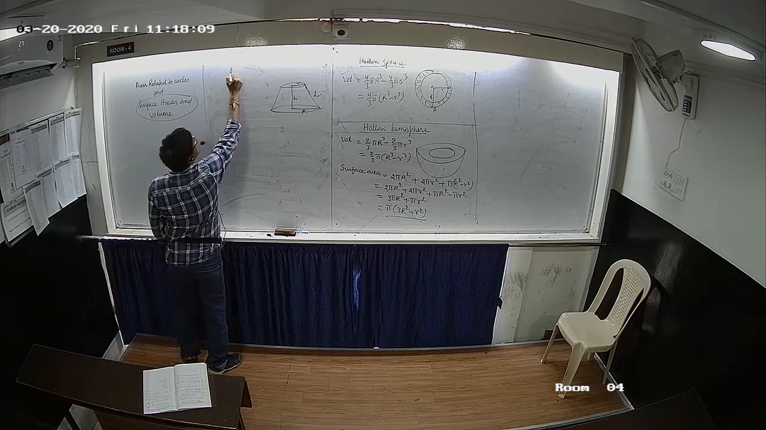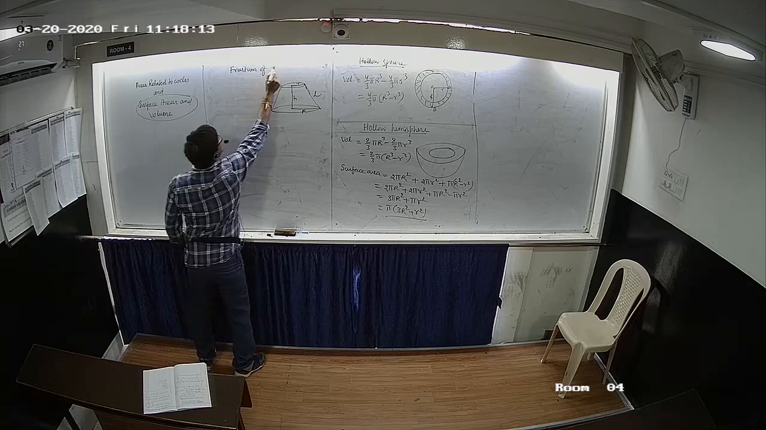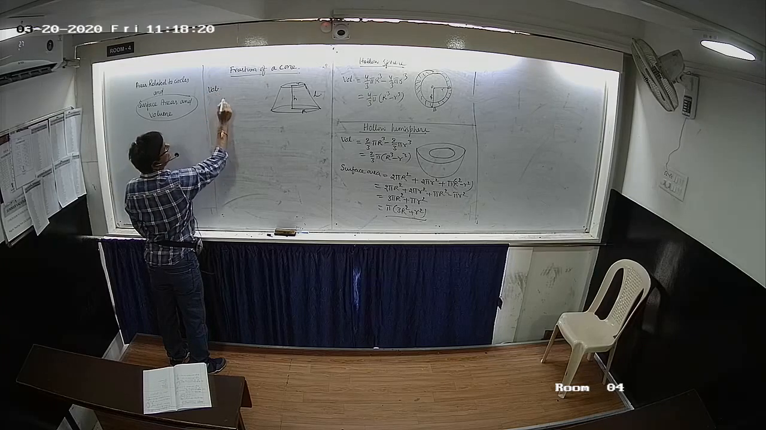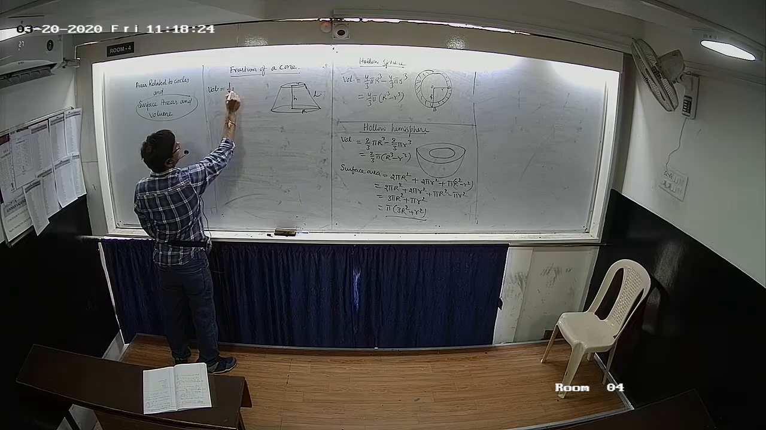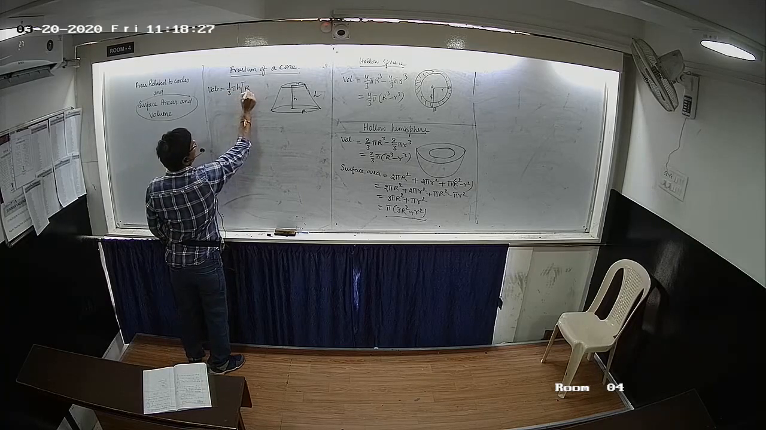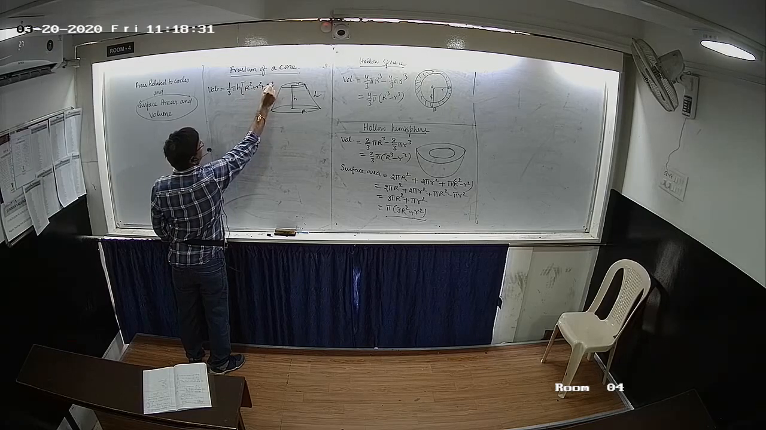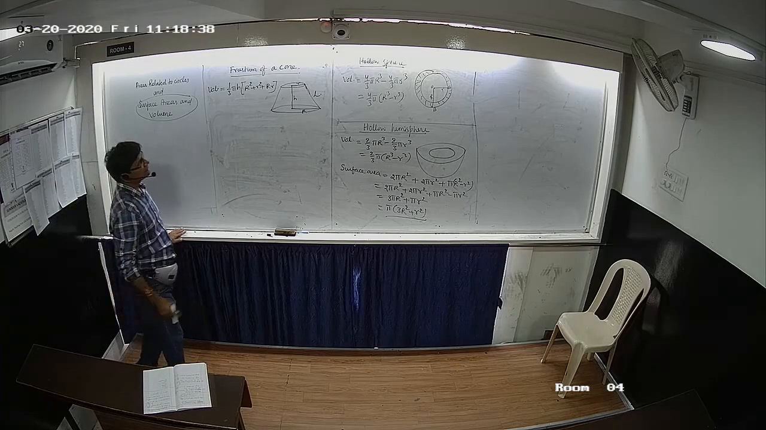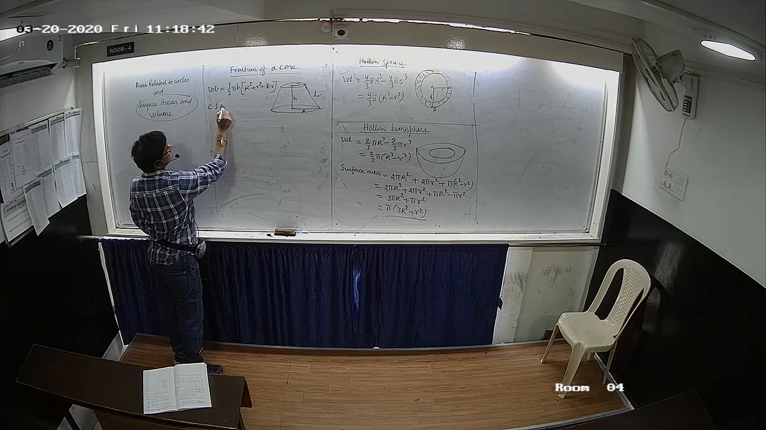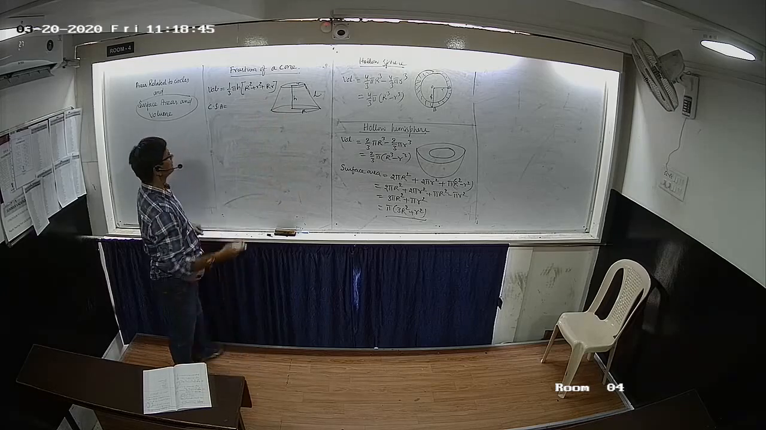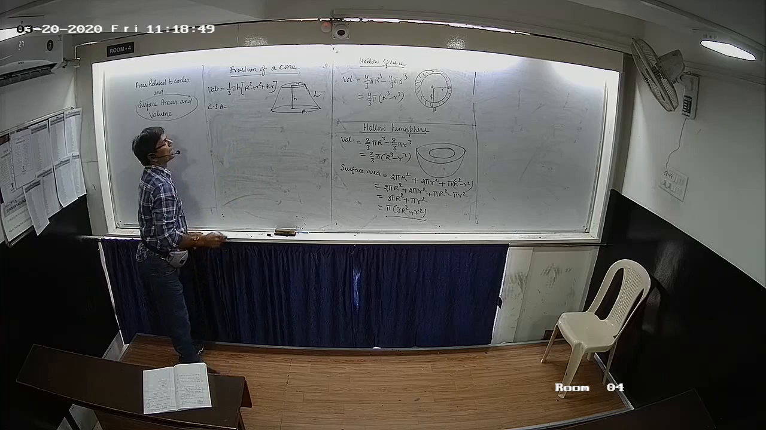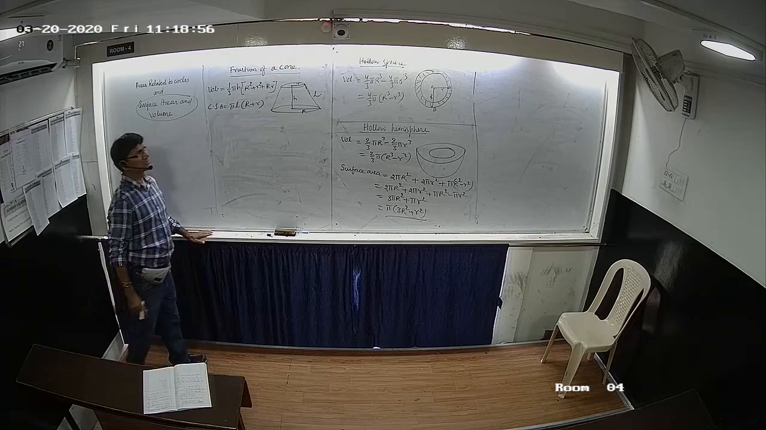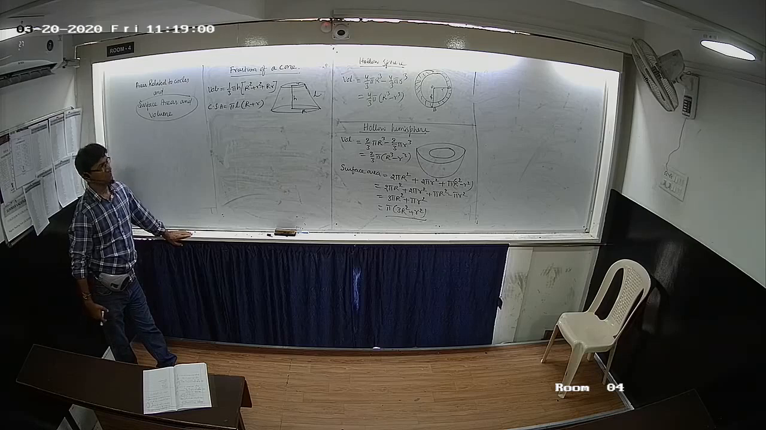Then the frustum of a cone. The volume of a frustum of a cone is equal to 1 by 3 pi h into (R square plus r square plus Rr). This is the volume of a frustum of a cone. Then the CSA, the curved surface area of the frustum of a cone, is equal to pi L into (R plus r). That is the CSA of the frustum of a cone.